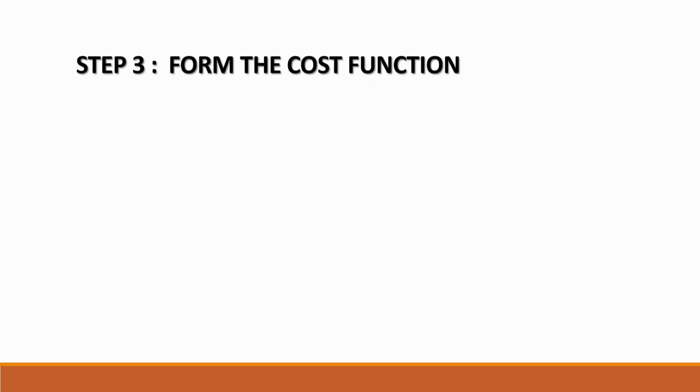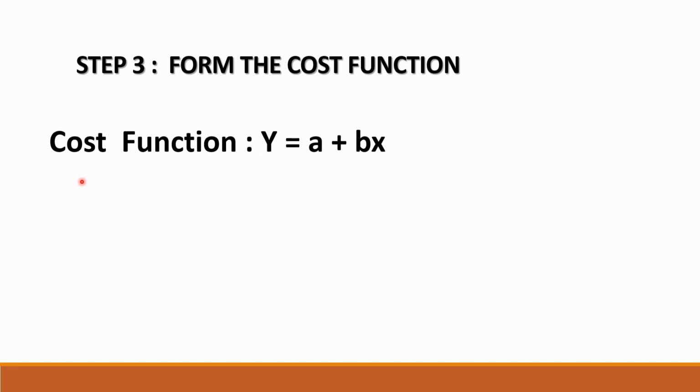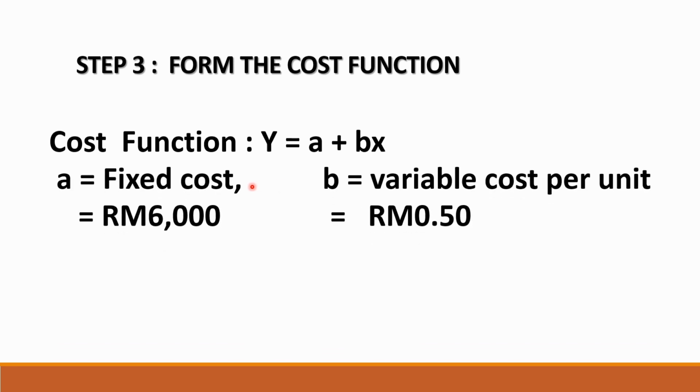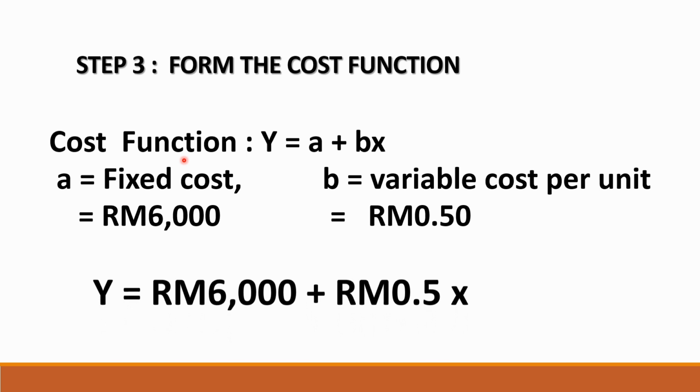And the third step, we have to form the cost function. This is the cost function y equals a plus bx. From the answers that we have calculated before, a equals RM 6,000 and b equals 50 cents. So we create the cost function: y equals RM 6,000 for fixed cost plus RM 0.5x, where 0.5x represents variable cost. That's all.